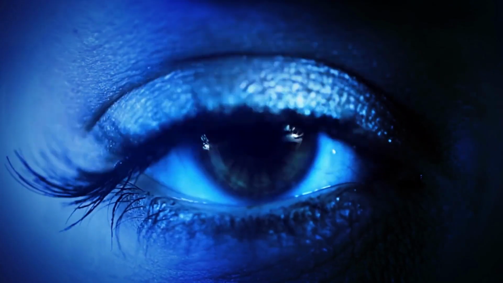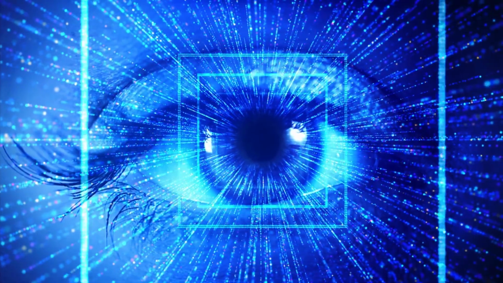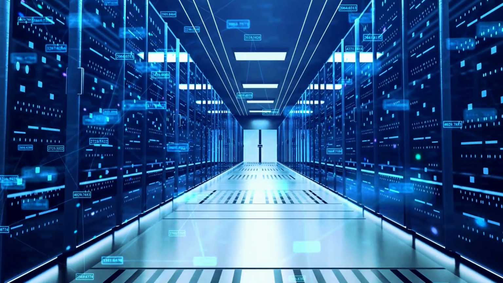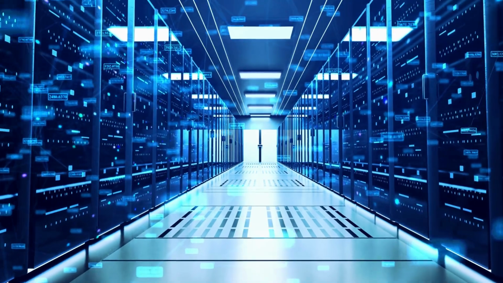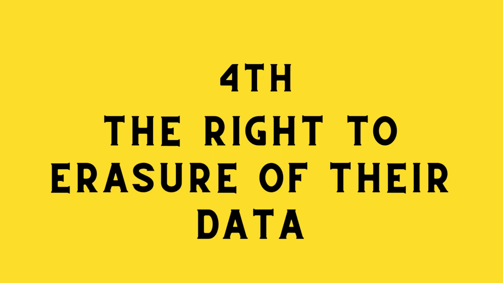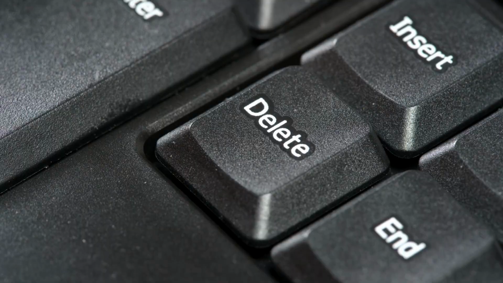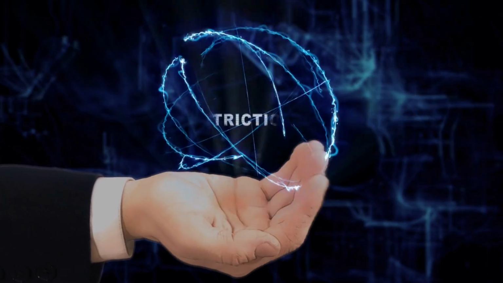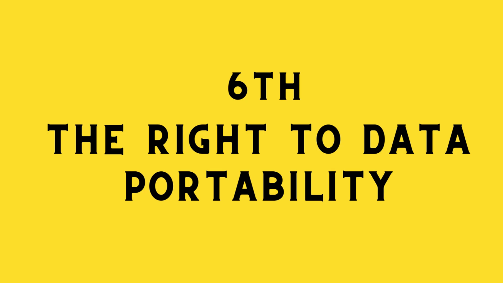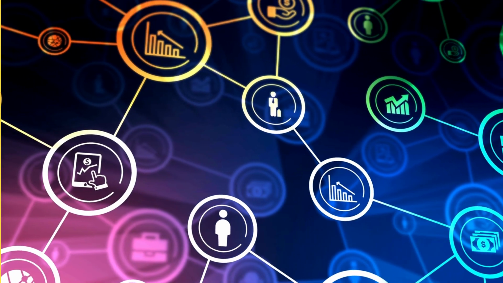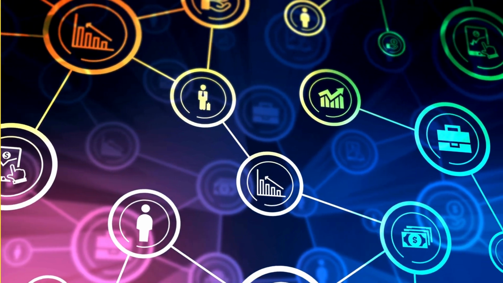Number 2, data subjects have a right to access their data. Number 3, the right to rectification or change in their data. So the data subjects have the right to request a change or correction in their data. Number 4, the right to erasure of their data. The data subjects have the right to request an erasure or deletion of their data. Number 5, the right to restrict processing of their data. Number 6, the right to data portability. Now this means to easily access and transfer or move their data from one IT environment to the other.